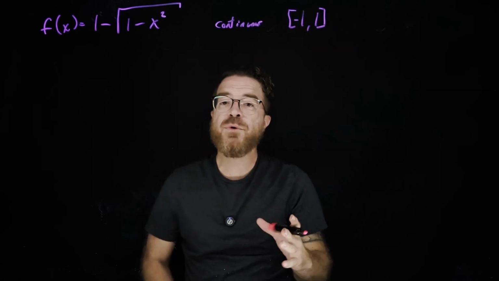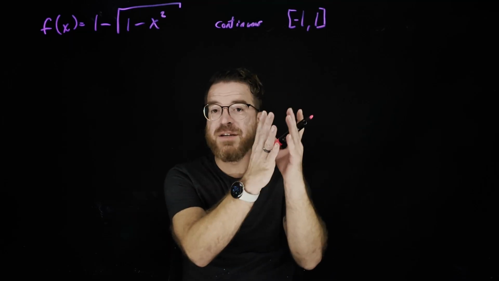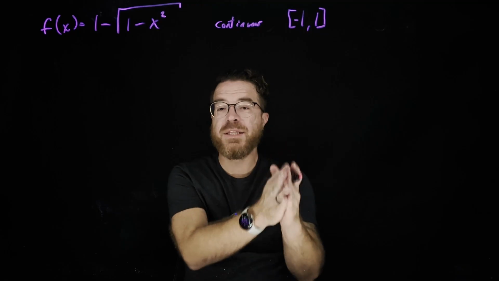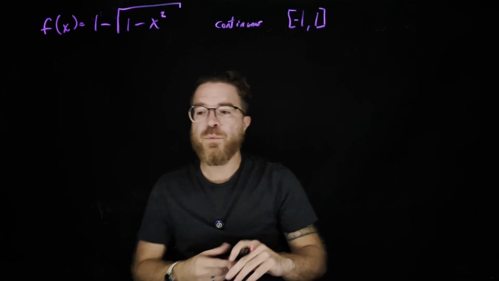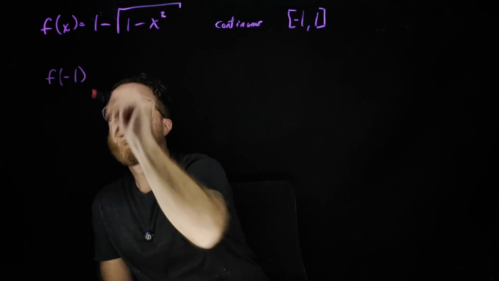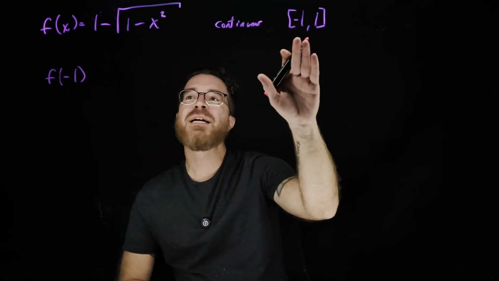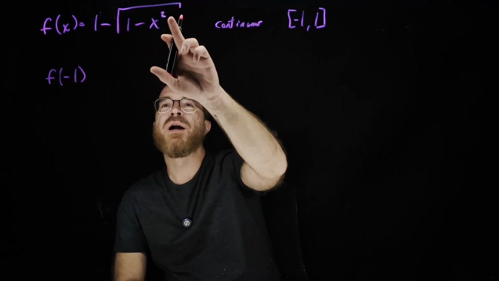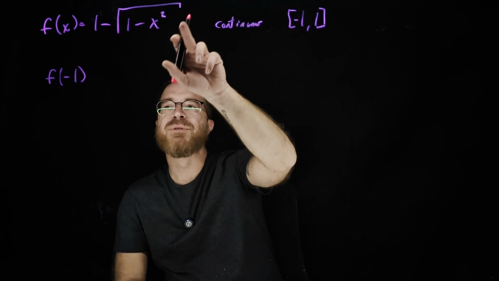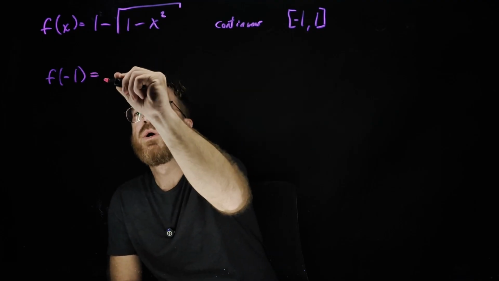So that means on the interval from negative 1 to 1, inclusive, meaning it includes negative 1 and includes positive 1, we want to show that this is continuous. Which means we want to say that if we have f of negative 1, what is this equal to? If I plug in negative 1, I'm going to get negative 1 squared is 1. 1 minus 1 is 0. Square root of 0 is 0. So this is going to be equal to 1.